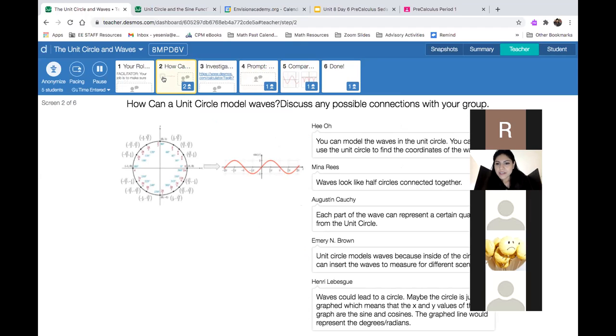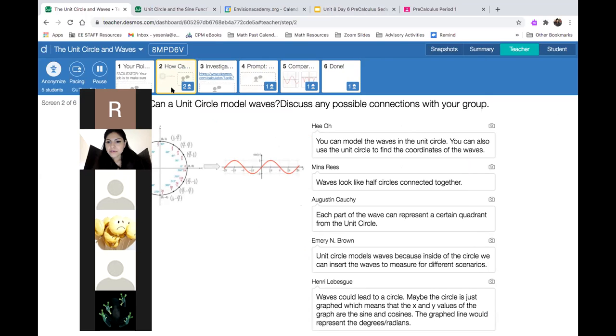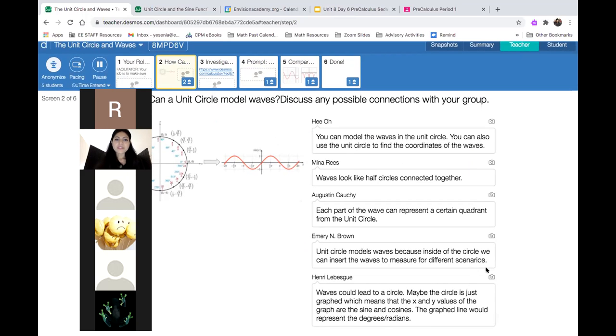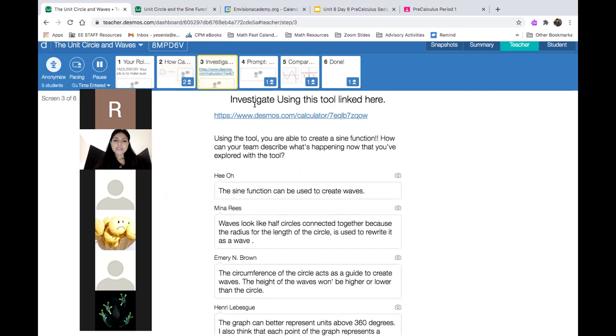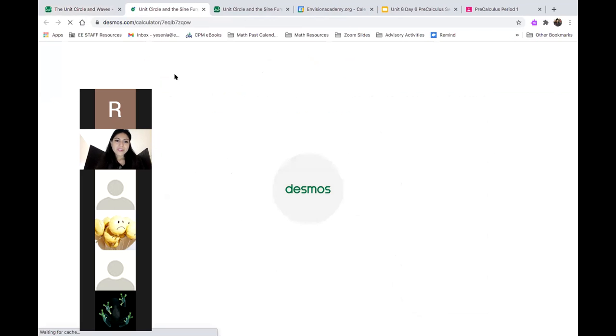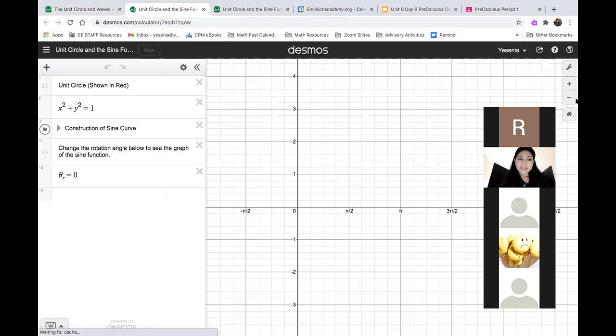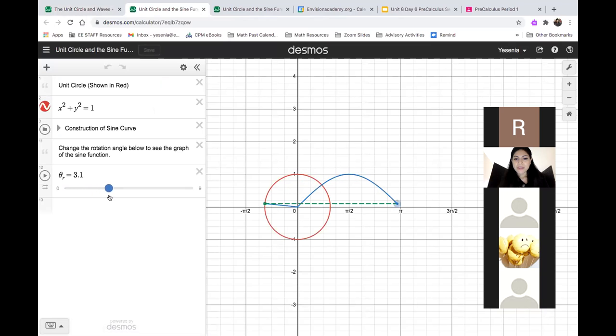Some of them looked like half circles being connected together. And some had ideas that you can also use the unit circle to find the coordinates of the waves and so forth. So we had some beginning ideas. You were asked to then investigate with this very nice tool. Again, visual modules in math are so helpful. So here you were being asked, use this tool to see how a wave can be formed by something like a unit circle or any circle in reality.